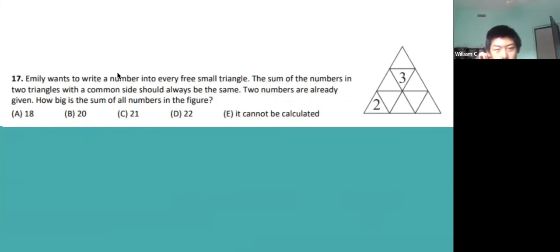That's next problem. Emily wants to write a number into every free small triangle. Some of the numbers in the two triangles with a common side should always be the same. Two numbers are already given. How big is the sum of all numbers in the figure? So I'll give you up to 3 minutes to think about this. If you think you have the answer, please type it in the chat.